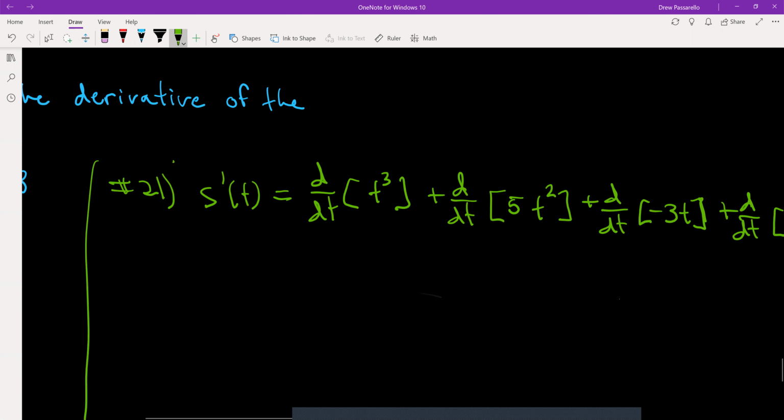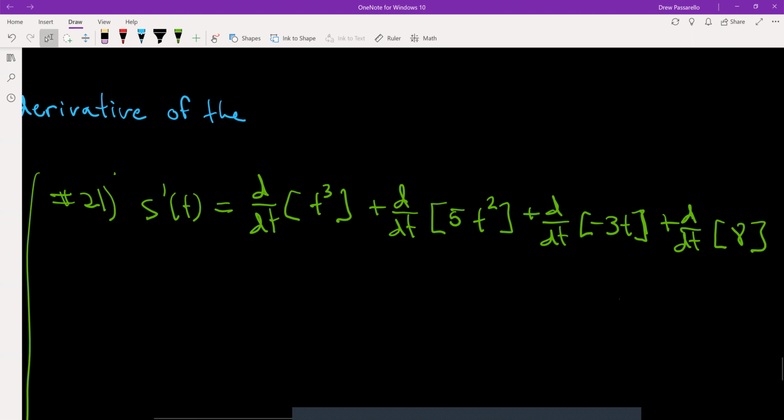All right, so I attach this d dt notation to each term, and that's the notation for derivative, and the derivative is an operator. So I'm operating on t cubed, operating on 5t squared, operating on negative 3t, and then operating on 8. And so I'll be using the rules.